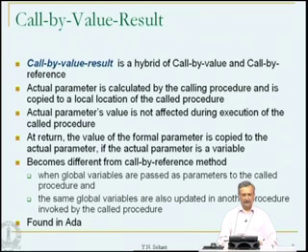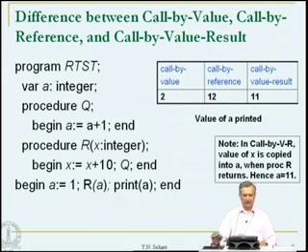When global variables are passed as parameters to the call procedure, and the same global variables are also updated in another procedure invoked by the call procedure, the behavior differs. I will give you an example of this, and this mechanism is found in Ada. So, here is an example to show how call by value result is different.